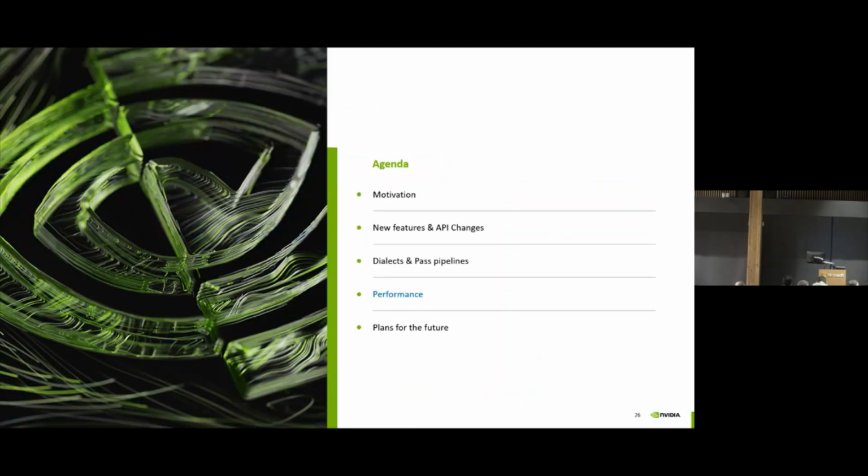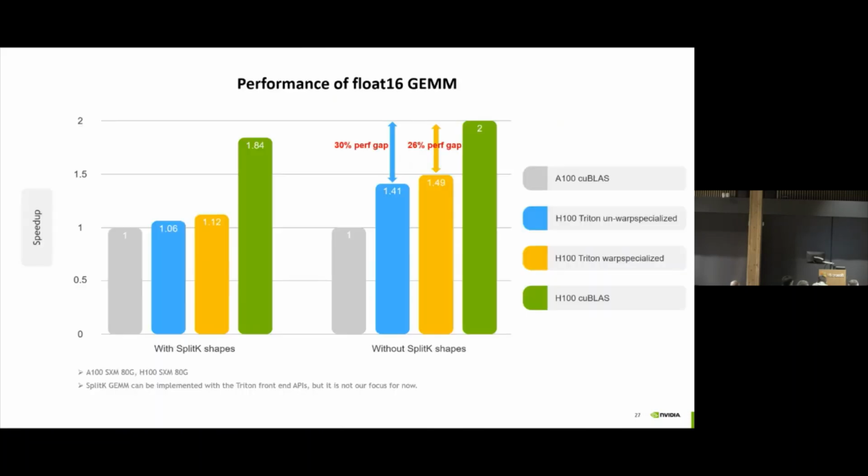Okay, next I will talk about performance, because it's very important for us. Let me show some performance numbers and explain a little bit of the background. Here we benchmark FP16 GEMM kernels, and there are two sets of bars. The left bar means with split-K shapes, the right bar means without split-K shapes. Split-K is an important technique to optimize kernels. Usually for GEMM kernels, we distribute the workload across the M and N dimensions into different SMs to parallelize the workload.